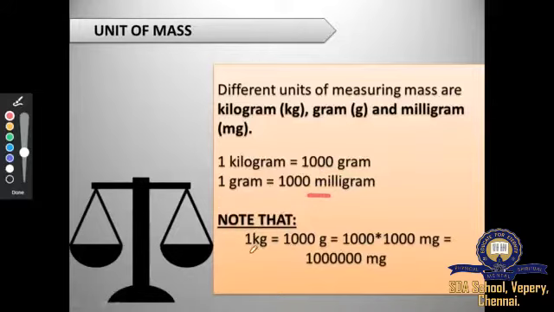So if you want to convert kilogram to milligram, first you need to convert kilogram to grams. So 1 kilogram is equal to 1000 gram, and then gram you have to convert to milligram. 1 gram is equal to 1000 milligram. So is equal to 1000 into 1000 milligram, which is equal to 10 lakh milligram. So 1 kilogram is equal to 10 lakh milligram.